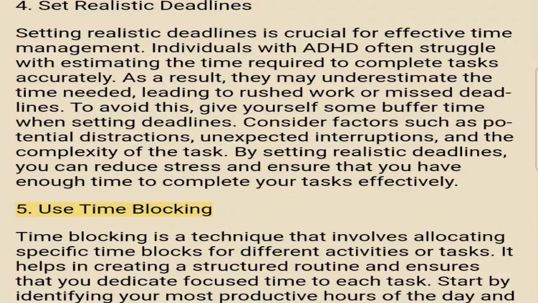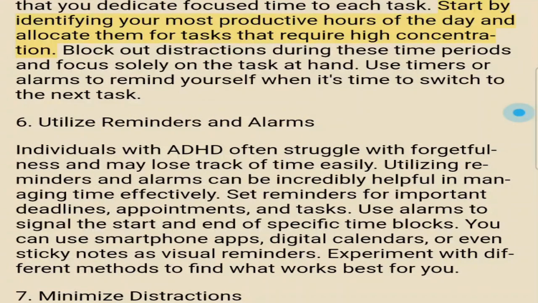5. Use time blocking. Time blocking is a technique that involves allocating specific time blocks for different activities or tasks. It helps in creating a structured routine and ensures that you dedicate focused time to each task. Start by identifying your most productive hours of the day and allocate them for tasks that require high concentration. Block out distractions during these time periods and focus solely on the task at hand. Use timers or alarms to remind yourself when it's time to switch to the next task.